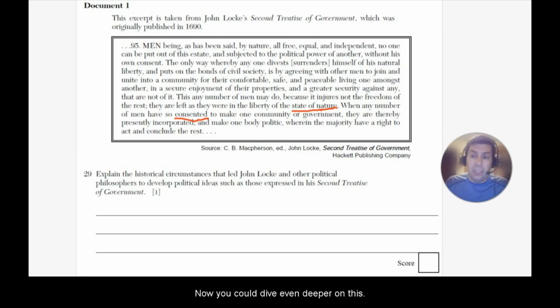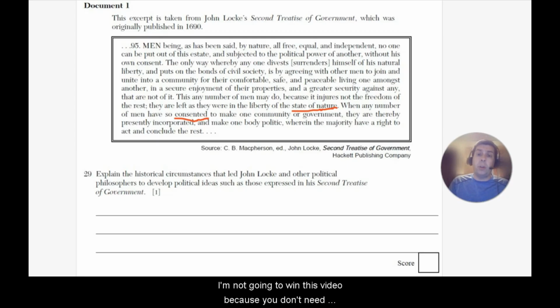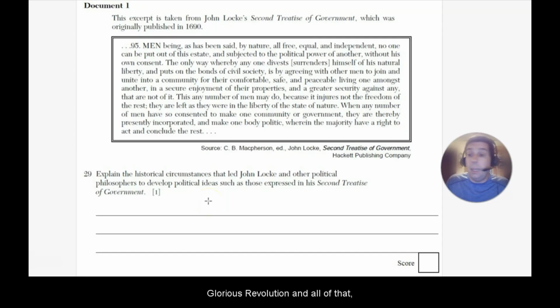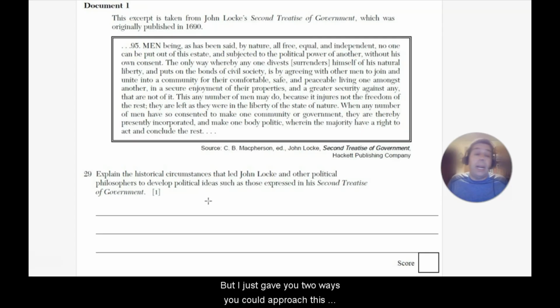Now, you could dive even deeper on this. I'm not going to in this video because you don't need every response, but you could go even deeper and talk about the English Civil War and the Glorious Revolution and all of that. If that's what you remember, cool. But I just gave you two ways you could approach this question, where you write about different things that led up to this background info. I would say two sentences give a full answer, and this is one where you either get credit or you don't.